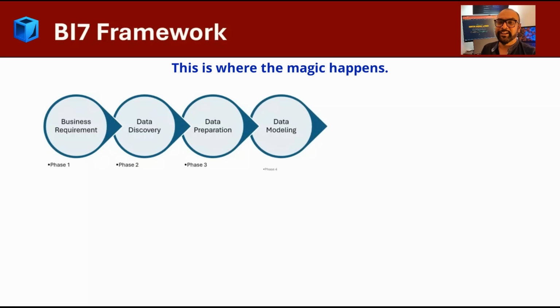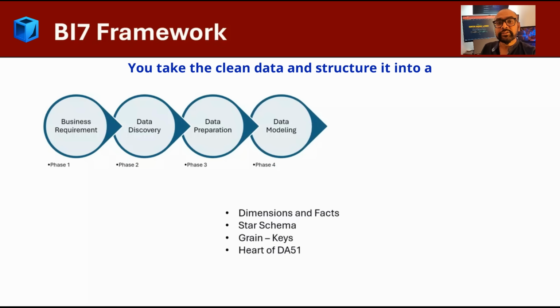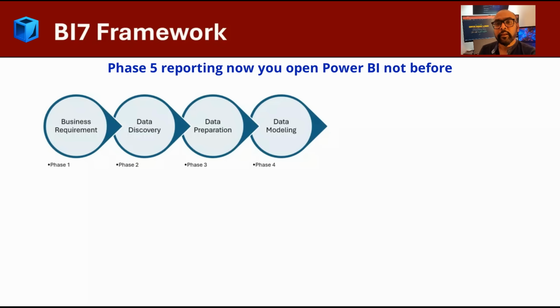Phase 4, data modeling. This is where the magic happens. You take the clean data and structure it into dimensional models, star schema, fact tables, dimension tables, grains, surrogate keys. This is the architecture that makes your report fast and your numbers consistent. This is the most fascinating aspect of data analysis, because if your model is wrong, everything downstream is wrong.